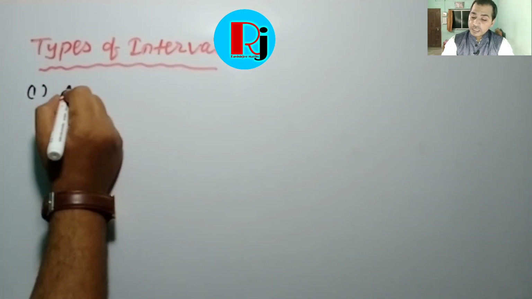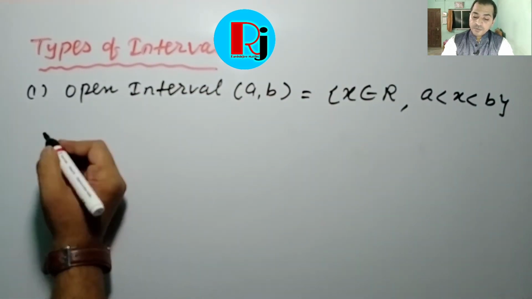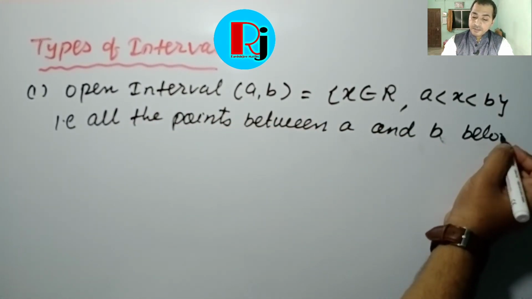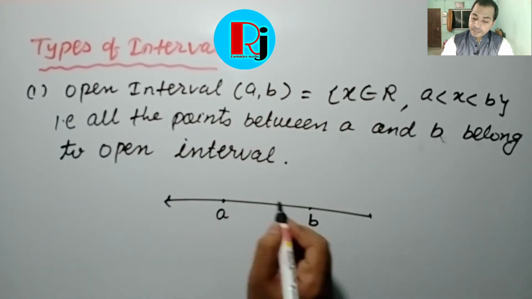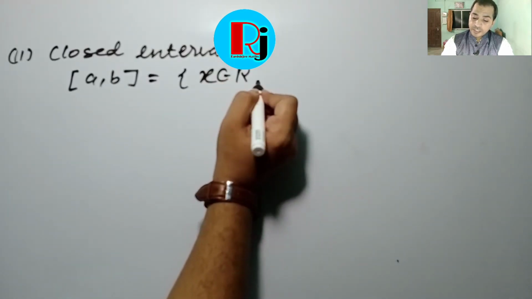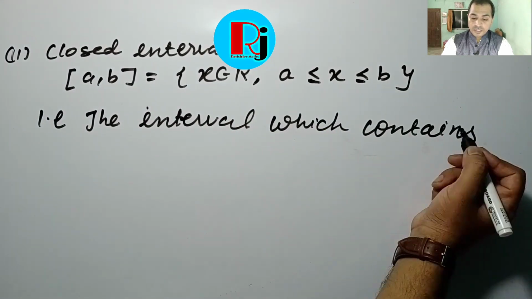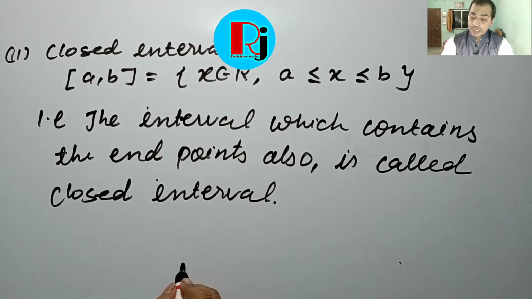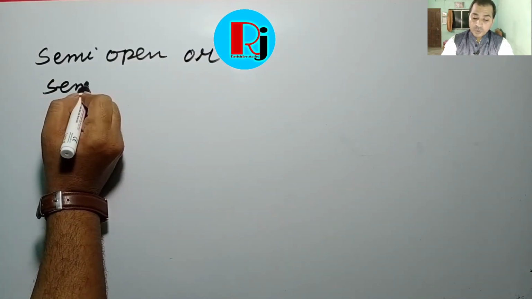Types of interval: first, open interval (a, b) means all the elements belonging to R such that x is greater than a and less than b. All the points between a and b belong to the open interval. Here you can see that a and b are open. Closed interval: x belongs to R, a less than or equal to x less than or equal to b. The interval which contains the end points also is called a closed interval. Here you can see the number line from minus infinity to infinity.